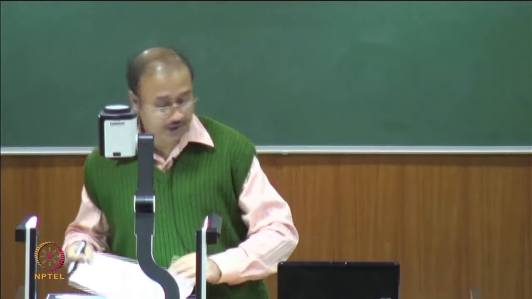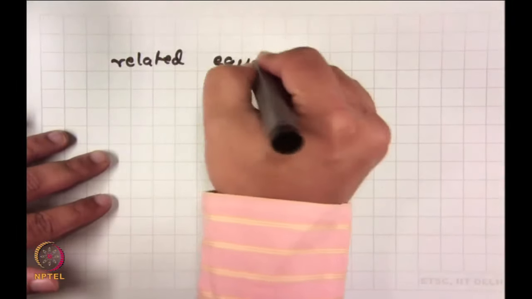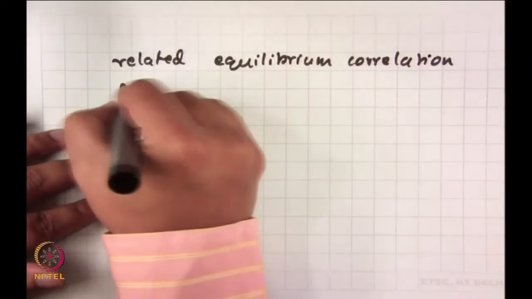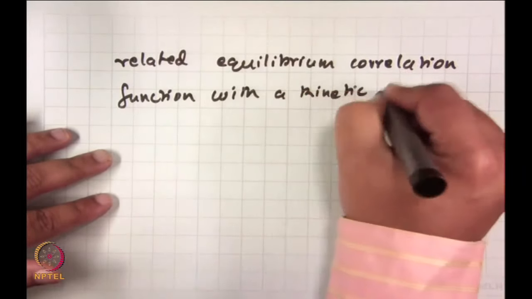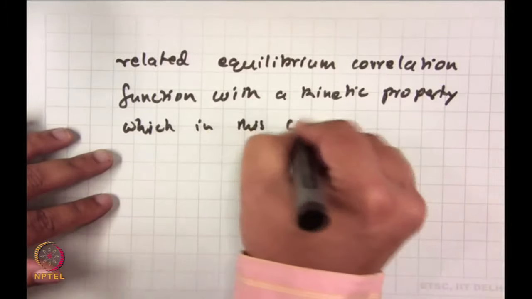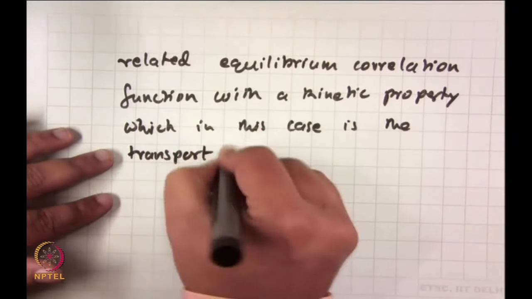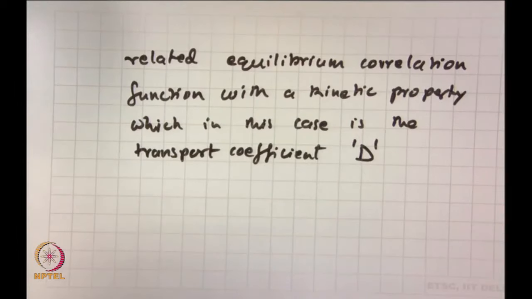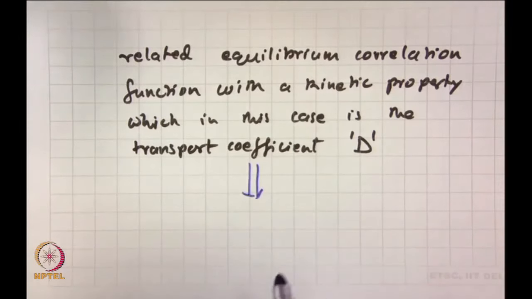So, if I write it, we have related an equilibrium correlation function with a kinetic property, which in this case is the transport coefficient or the diffusion coefficient D, and we can say this is the equation we just derived.